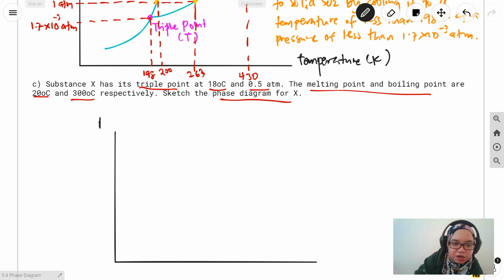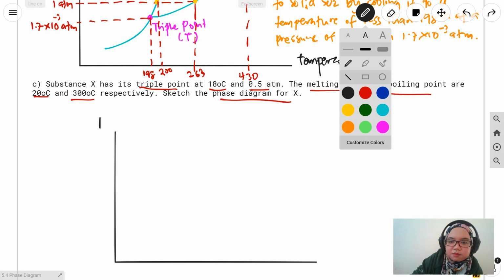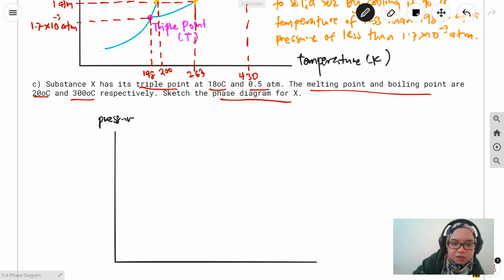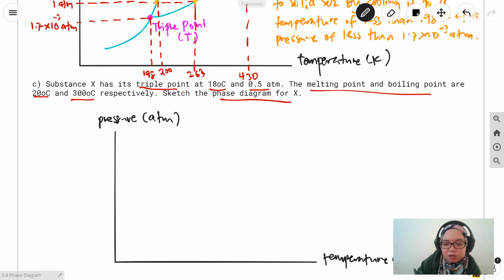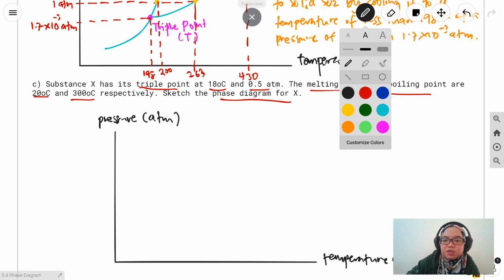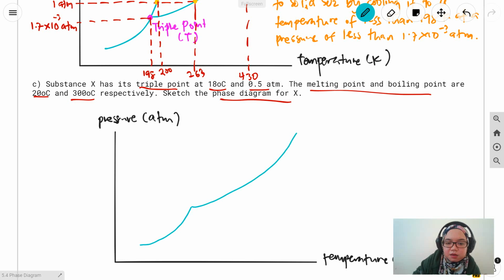Sebab nak lukis phase diagram kan? Okay, so this is pressure. So this is pressure at atm. And now the temperature is at degree Celsius punya unit. Alright, so second kita buat dia punya bonggol-bonggol tu. Okay, dia tak cakap pasal denser ke less dense ke kan. So, kalau normal yang dia akan positive slope. So, kat sini positive slope.